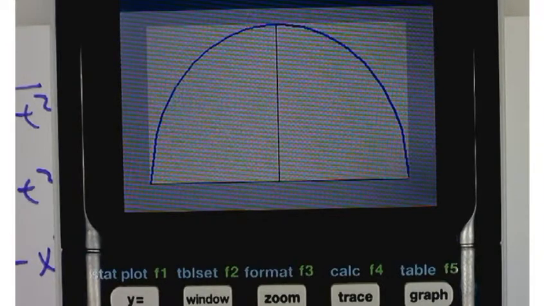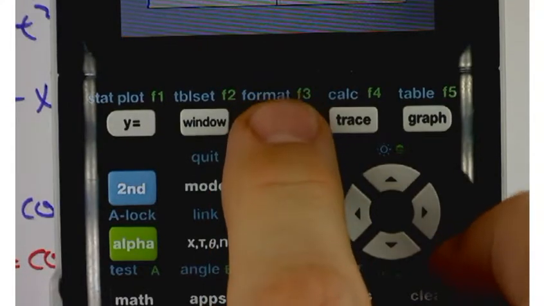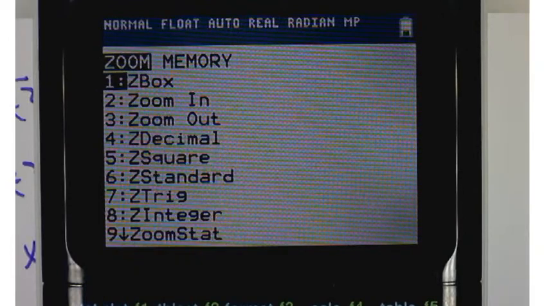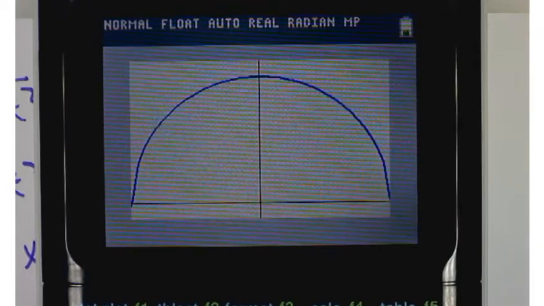Now, I guess one complaint about this could be that it doesn't really look like a circle, does it? So if you want it to look in the proportion of a circle, do this. Hit zoom 5, and that'll square it up. So then your circles actually look like circles. Did anyone notice the orientation of this graph? In which direction did it get plotted? Started out at the negative x-axis and went over to the positive x-axis.